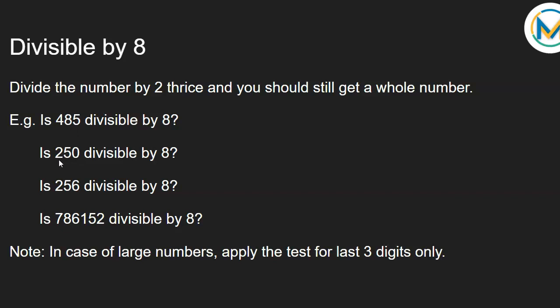250 divided by 2, you get 125. You have divided it by 2 once. Divided by 2 again, 125 divided by 2, you cannot divide it further. So you can divide it only once. So this is not divisible by 8.